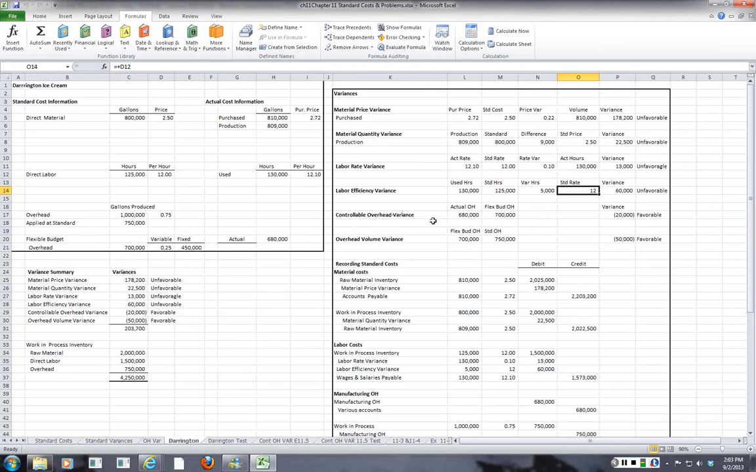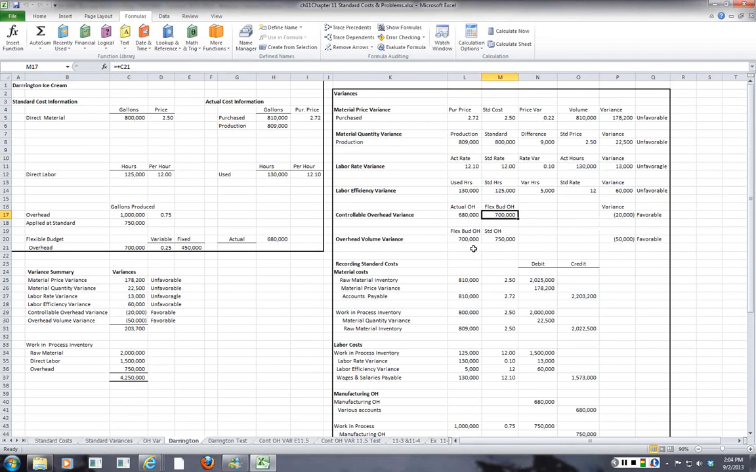Now the controllable overhead variance. You compare the actual overhead with the flexible budget overhead. We had 680,000 of actual overhead, and we want to compare that with the flexible budget overhead, which is 700,000. So we've come up with a favorable variance of $20,000.